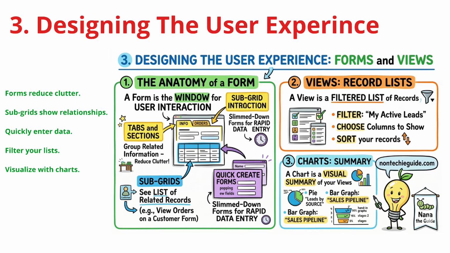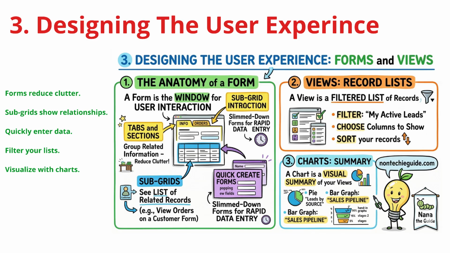We do this through forms and views. Think of a form as the window into a specific record. To keep things clean and simple, you can use tabs and sections to group information so users aren't overwhelmed by a wall of data. You can even add subgrids, which let you see related information, like viewing a customer's entire order history without ever leaving their profile page. And for those moments when you're in a rush, quick create forms pop down from the top of the screen to let you log new data in seconds.